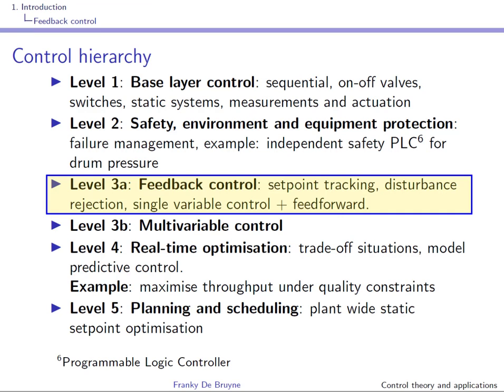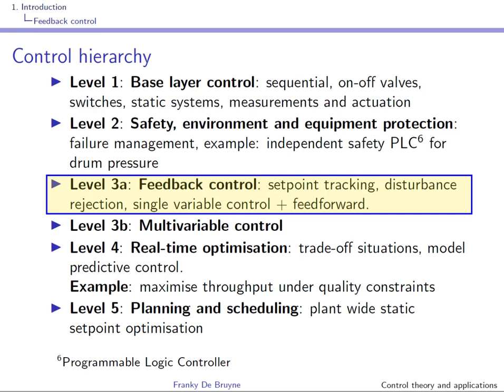Level 1 corresponds to base layer control. This level is also sometimes called the field level. These are the devices, sensors, actuators, proximity switches, on-off valves, and so on, that you can see in the field. The control that is associated is typically sequential in nature.